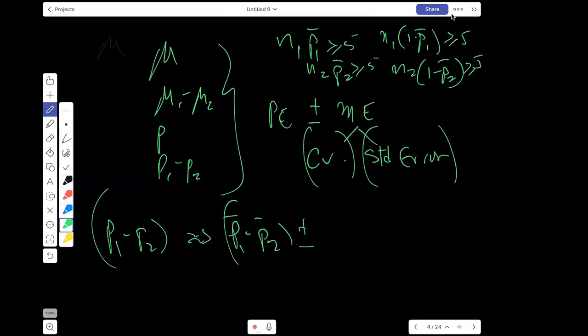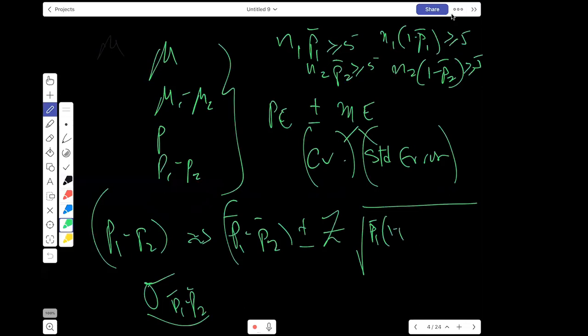The critical value and then the standard error. Well, the critical value in this case would be Z, because we would use a normal distribution. But the standard error for P bar 1 minus P bar 2 is given by the square root of P bar 1 times 1 minus P bar 1 over N1, plus P bar 2 times 1 minus P bar 2 over N2.